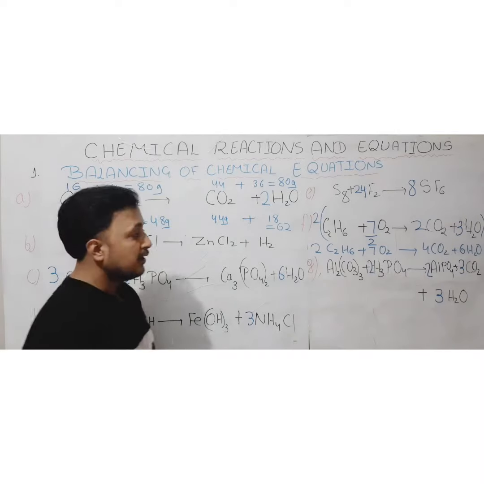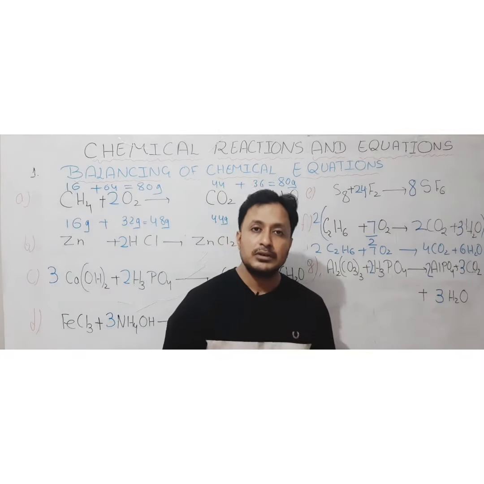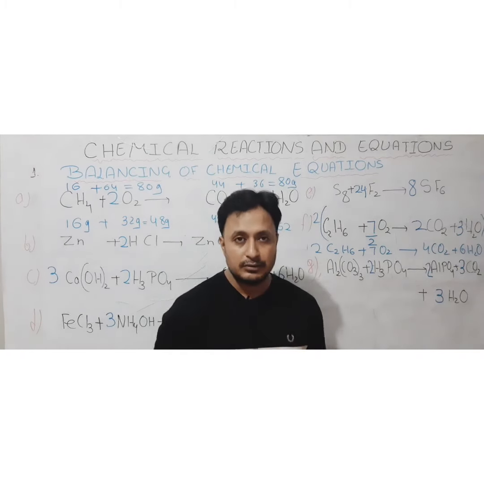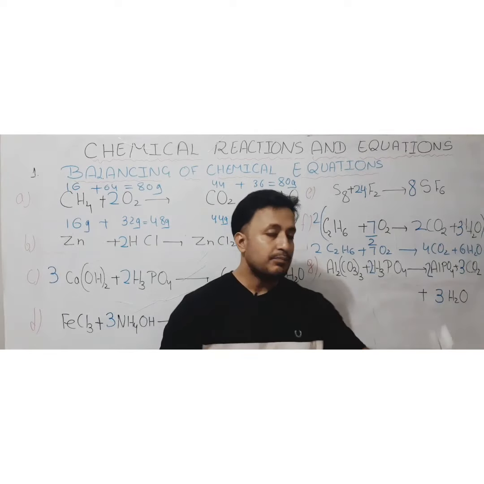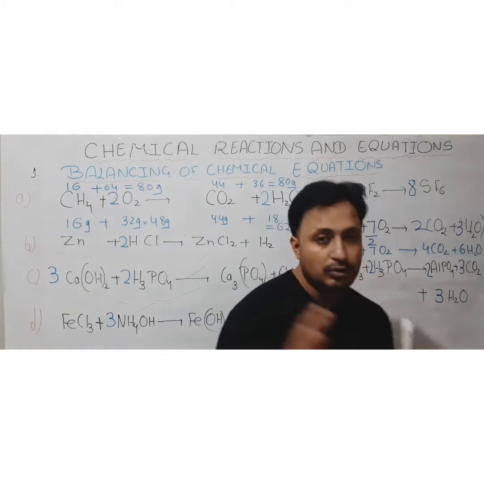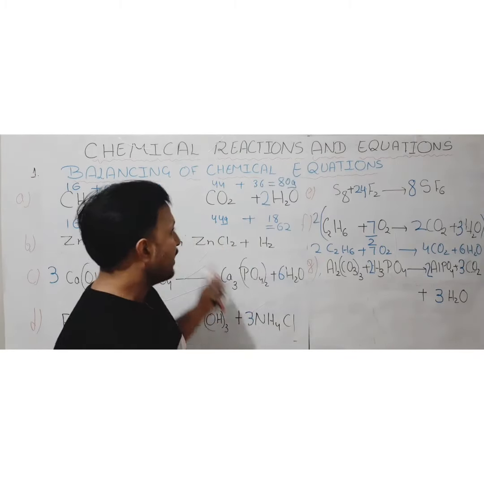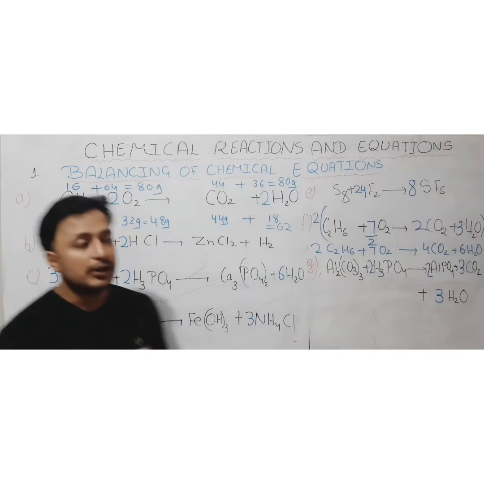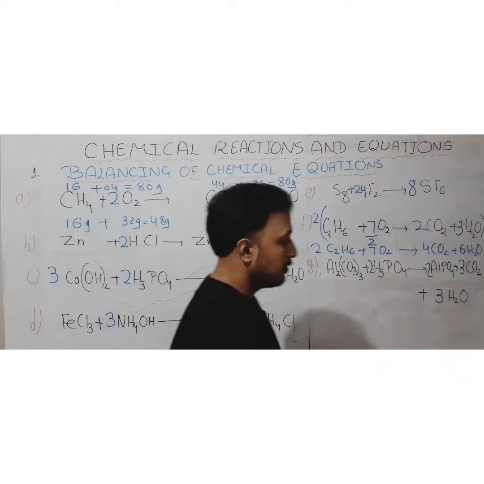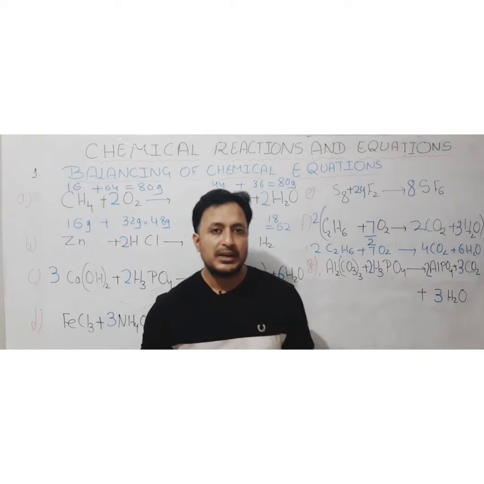So you can see that when we balance elements other than hydrogen and oxygen first, sometimes we need not balance the oxygen or maybe hydrogen, and the whole equation gets balanced easily. So first try to balance elements other than hydrogen and oxygen, then hydrogen, and then oxygen in the last. That is how we can balance a chemical equation. You have to practice a lot. You can take any chemical equation and try to balance it like that.